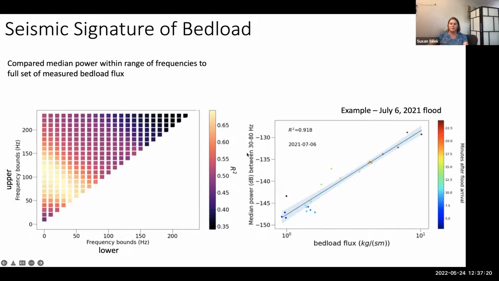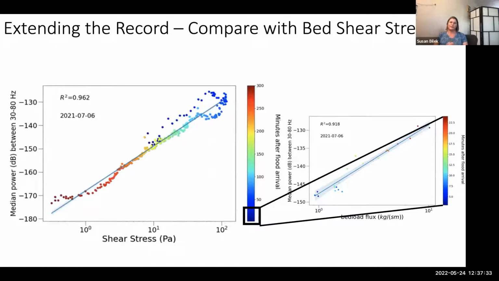Just thinking about this fit to the one particular flood that's shown here, the plot on the right is the comparison with the measured bedload flux. But we can extend out the view of that flood throughout the entire flood. So again, the plot on the right is that comparison of the power with bedload flux until the samplers filled up, the first about 24 minutes.